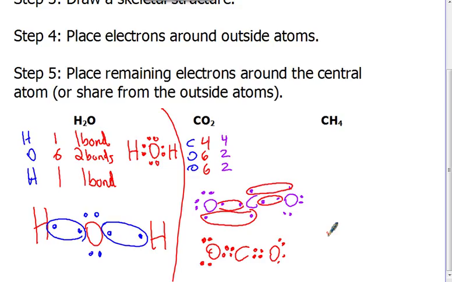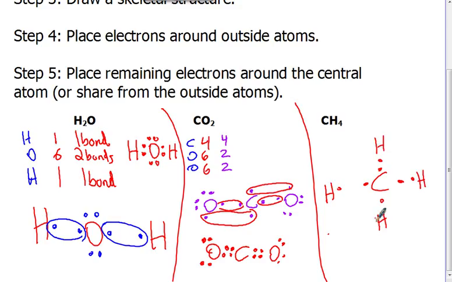So the carbon is sharing with each oxygen twice. Is the carbon at 8 now? Yeah, you get to count 1, 2, 3, 4, 5, 6, 7, 8. Those are for both sides. And the last one here, the methane's pretty easy. Carbon has 4. Each hydrogen has 1. Sharing, sharing, sharing, sharing.